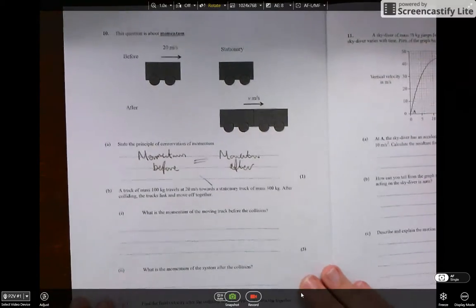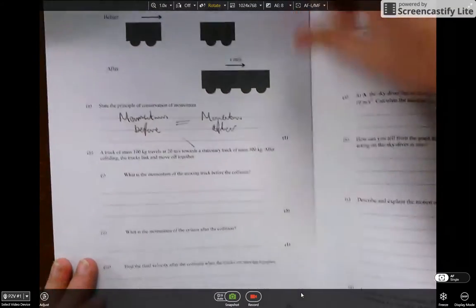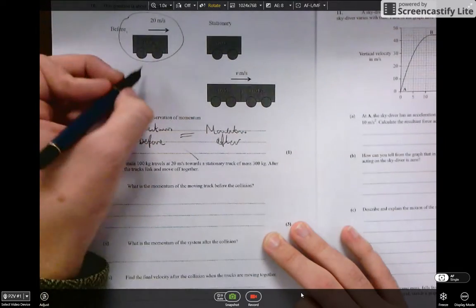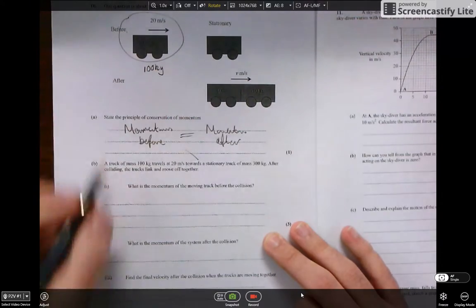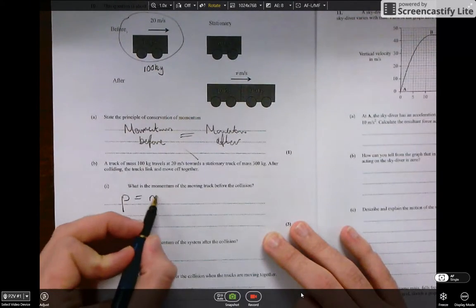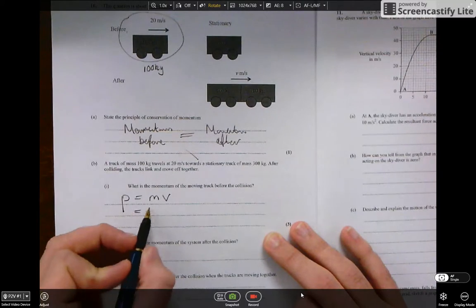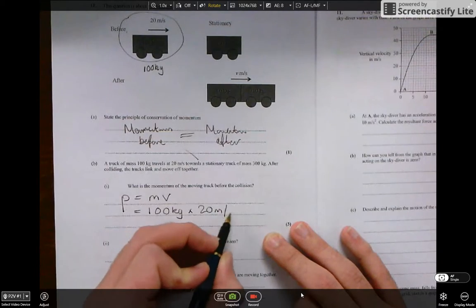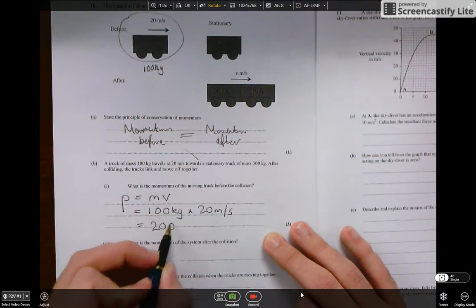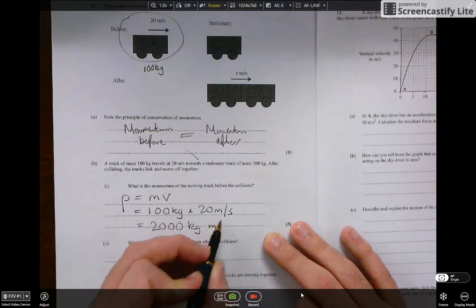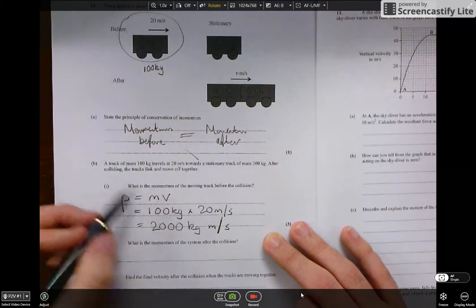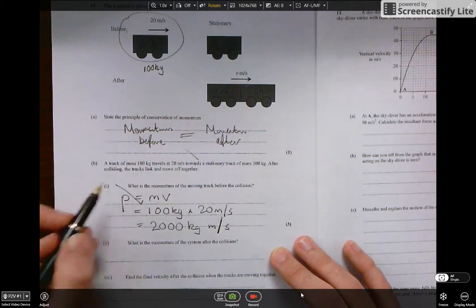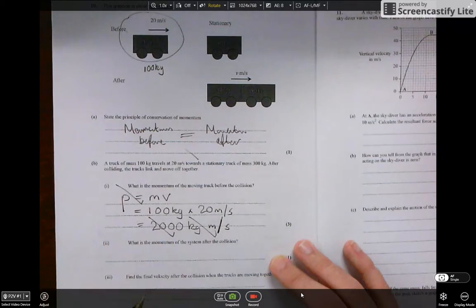We've got a truck of mass 100 kilograms going at 20 meters per second towards a stationary truck of mass 300 kilograms. So here's our truck with mass, I don't know whether you can see it on there, 100 kilograms, and it's going at 20 meters per second. So the momentum of that truck, P equals m times v. So the mass is 100 kilograms times the velocity, 20 meters per second. That gives us 2,000 kilogram meters per second. Slightly funny unit, of course, for momentum. So again, we've got 3 marks here. The marks are for the equation, the answer, and the unit in this case.